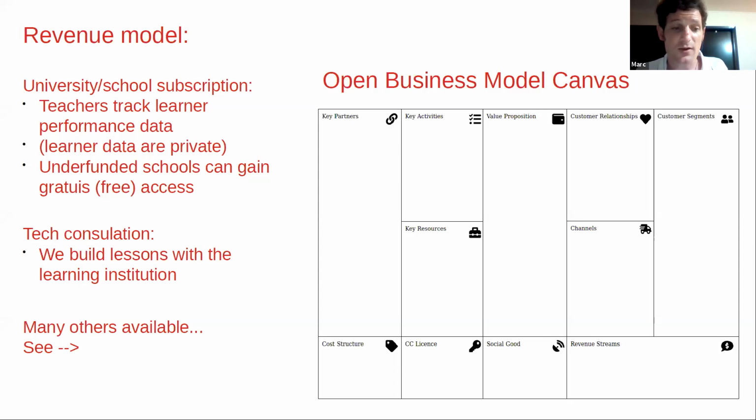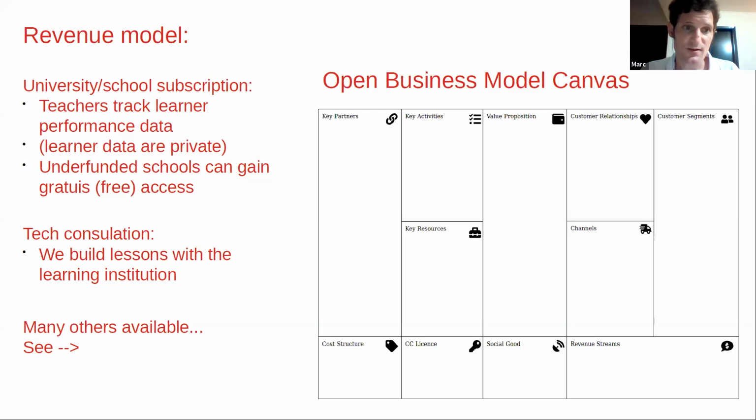And there are a lot. So for example, and I've highlighted just two, we would use this Open Business Model Canvas to develop business model ideas, essentially. And our revenue model that we became pretty excited about was essentially a university school subscription.